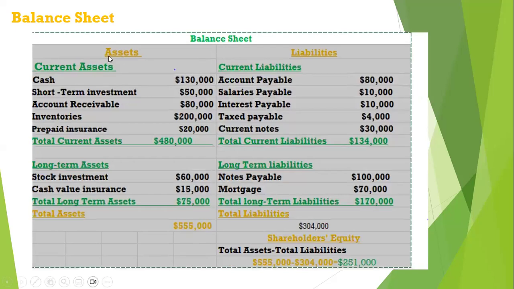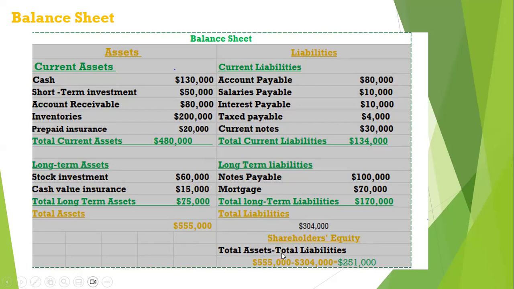So on this, we have the asset side. When you add them up, you get 480,000. That's the current asset. The long-term asset, you add them up, you get 75,000. And the total asset is 555,000. You come to the liability side and you have current liabilities, 134,000. Long-term liabilities, you get 170,000. When you get total liabilities, you get 304,000.